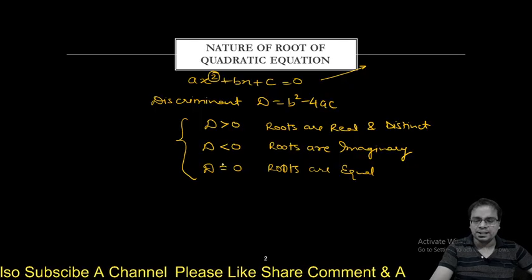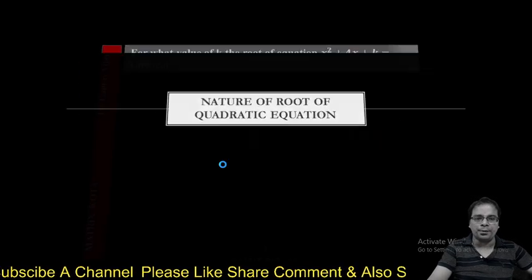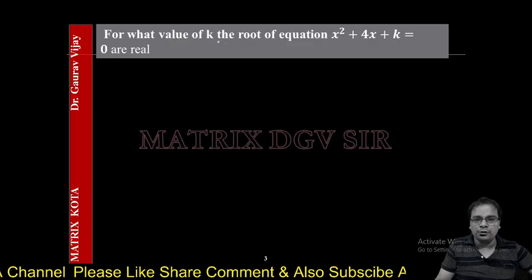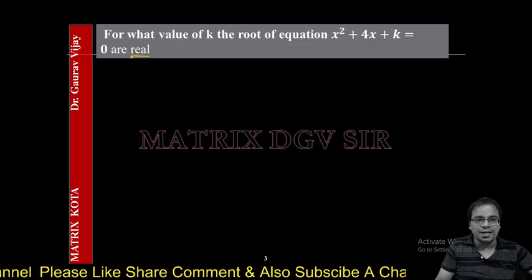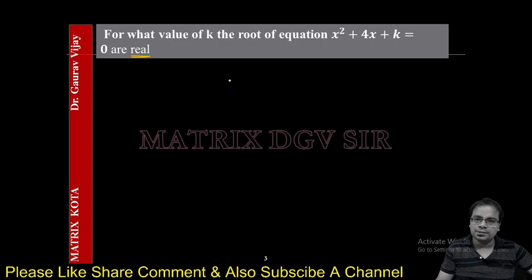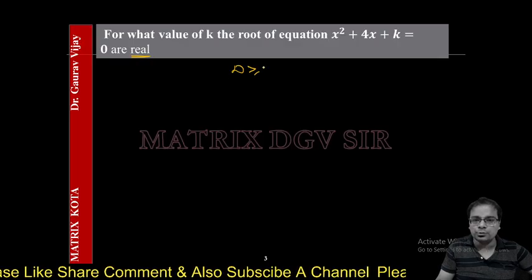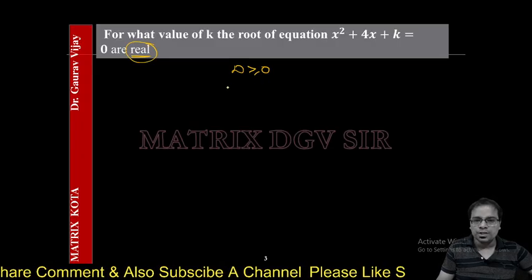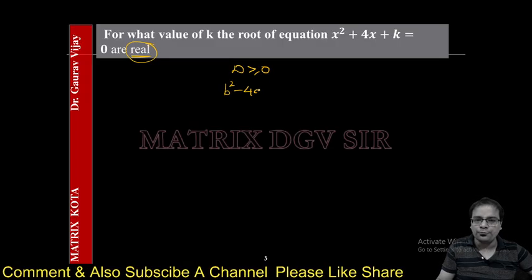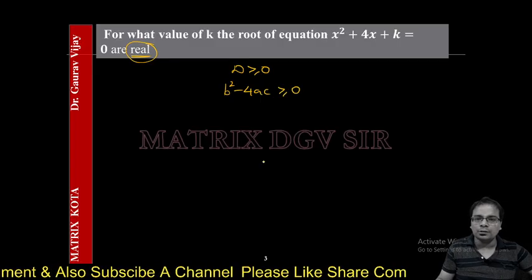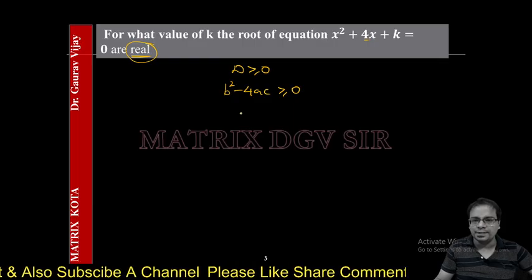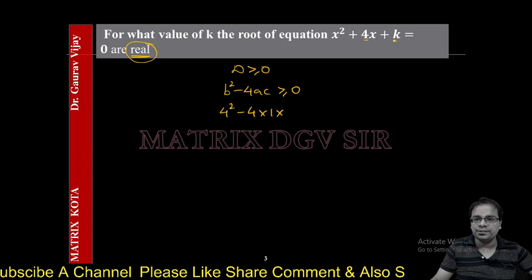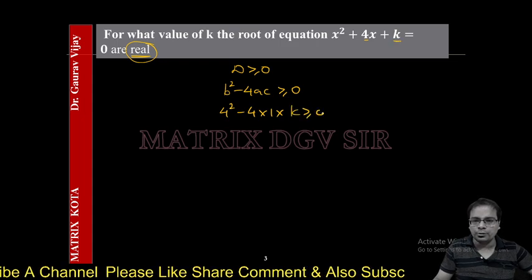Now we are discussing the same type of questions in a proper way. First, for what value of k are the roots of the equation real? I just said to you, real and distinct. Similarly, D greater than or equal to 0 is the condition when roots are only real. So apply the formula b square minus 4ac is greater than or equal to 0. What is the value of b? That is 4. 4 square minus 4, a value is 1 and c value is k, is greater than or equal to 0.